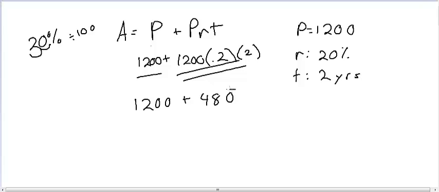So this means Leroy is going to accrue $480 worth of interest. I need to add that onto the amount he paid for the computer to get the total cost. So 1,200 plus 480 gives me $1,680.